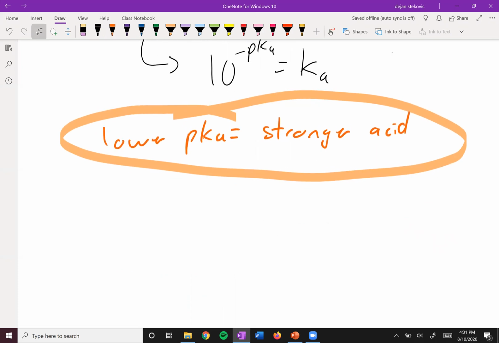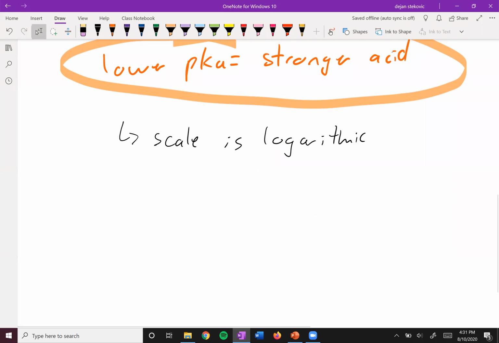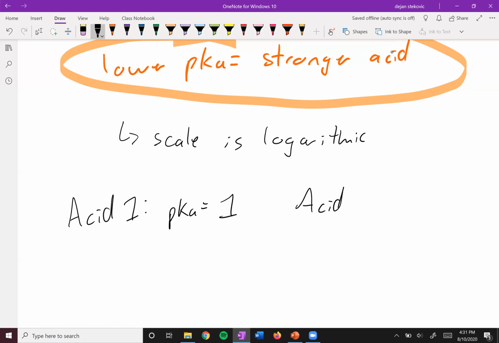The other thing I want you to know about pKa is that the scale is logarithmic. And so what this means is if we have acid 1 and it has a pKa of 1, and then we have acid 2 with a pKa equal to 4. First of all, we can identify which one is the stronger acid, right? Lower pKa means stronger acid. So this one on the left is the stronger acid.